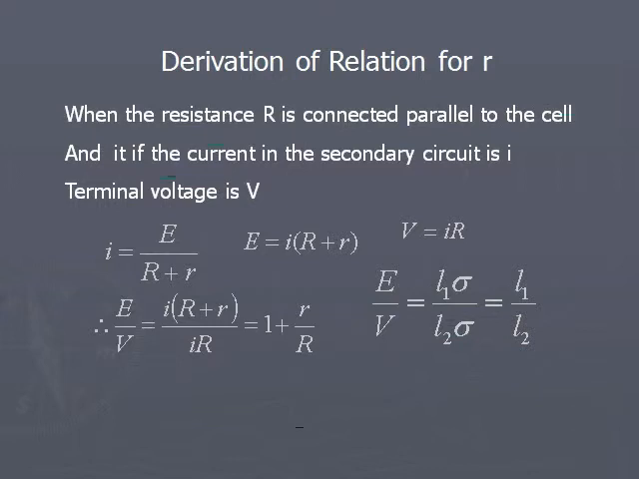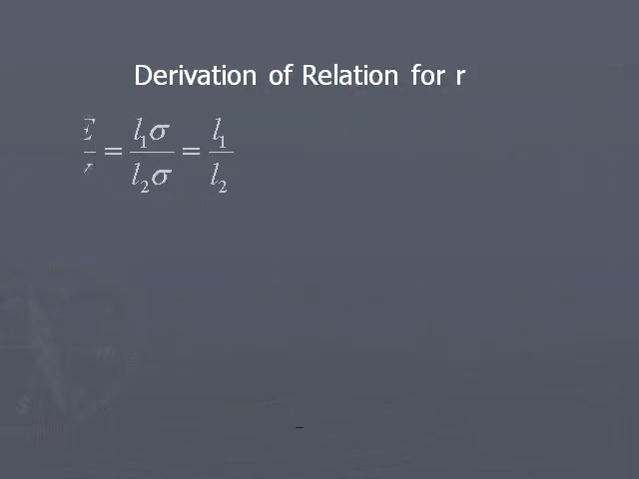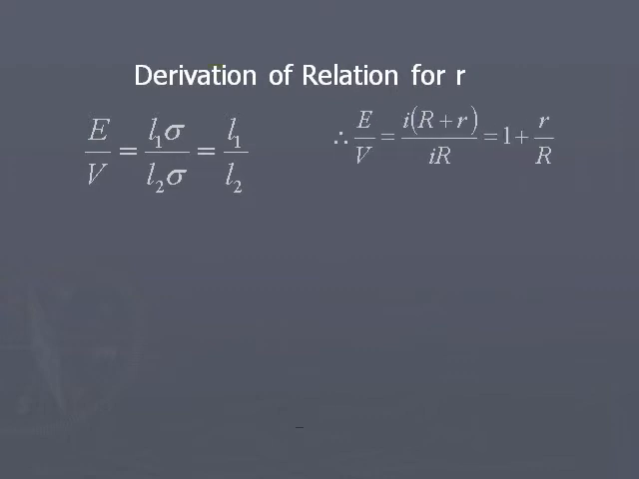But E by V is equal to L1 sigma by L2 sigma. Sigma gets cancelled, so we will get L1 by L2. E by V is equal to L1 by L2. Therefore, equating the two values of E by V, one is 1 plus r by R, the other one is L1 by L2. Therefore, 1 plus r by R is equal to L1 by L2.